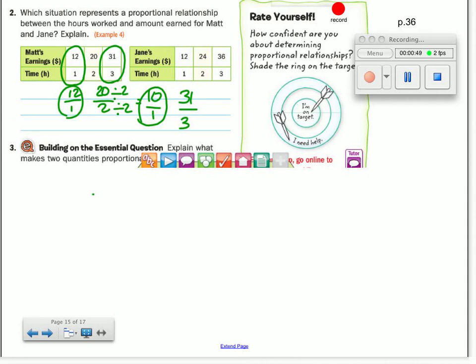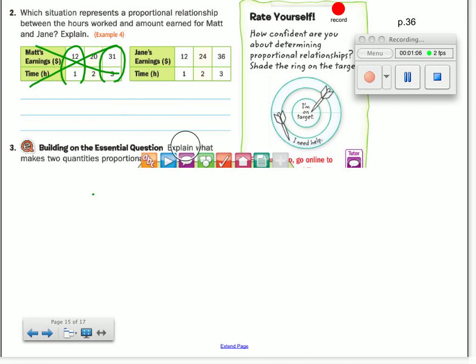So my guess is Matt is not proportional because they all have to be the same proportion for us to say that his earnings are proportional to his times. So I bet you it's going to be Jane's. Let's go through hers. I'm going to erase so I have some more room. And let's go ahead and do Jane's.